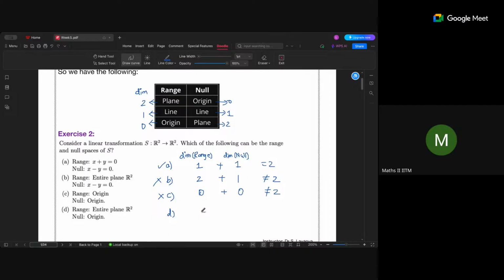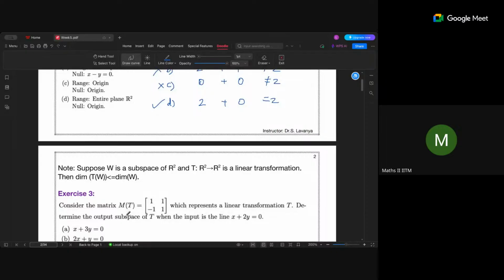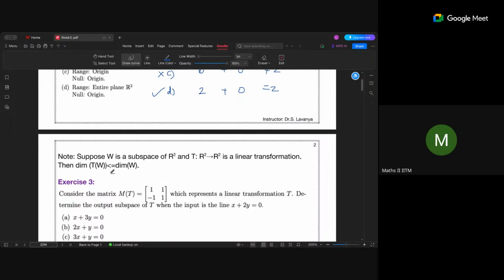What is the dimension of range? 2. 2 plus 0, it is possible then. So this is possible, right? So only A and D are the possible options for range and null. The others are not possible. Okay. So the other important thing we have seen is that suppose W is a subspace of R2 and T from R2 to R2 is a linear transformation, then dimension of T of W is less than or equal to dimension of W. So the range of this W under T has dimension less than or equal to dimension of W. Okay. Fine.